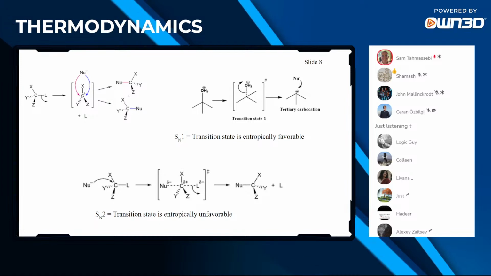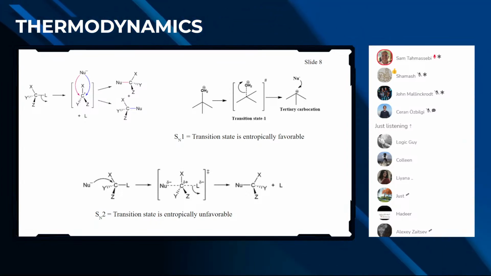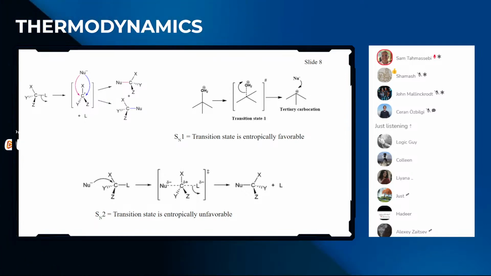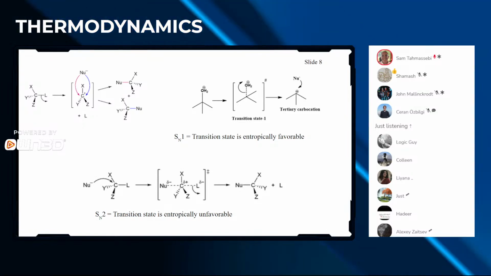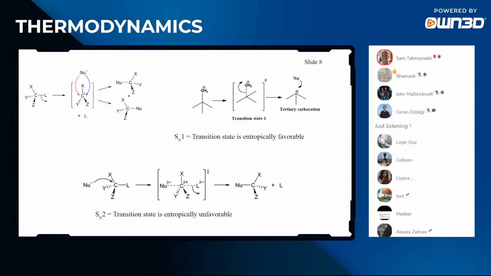But let me now go back and talk about the top one again, on the top right side. When L is leaving, that has a transition state, right? Going from CXYZL to the carbocation in the middle, I'm going to have a transition state. What is that transition state? That transition state is L slowly moving away. At some point, it is at its highest energy point, and that's the transition state. And then OH2 just leaves us with the carbocation on the right.